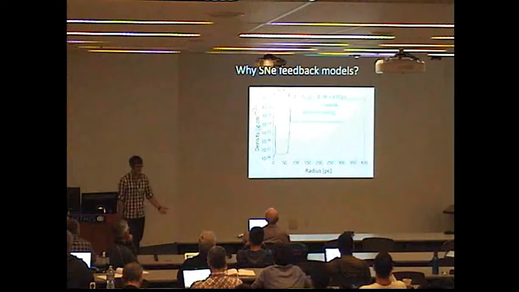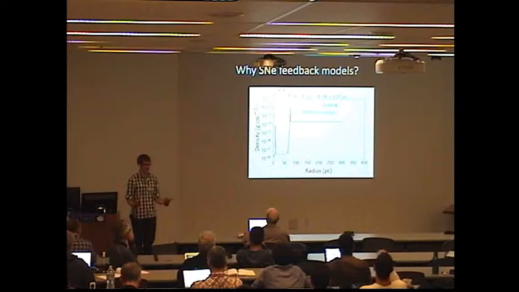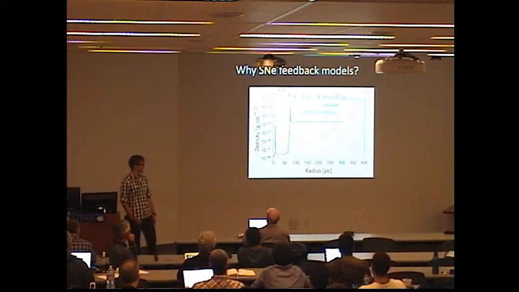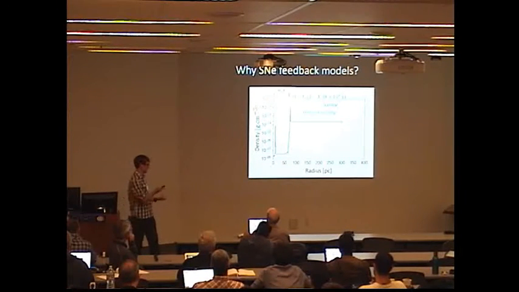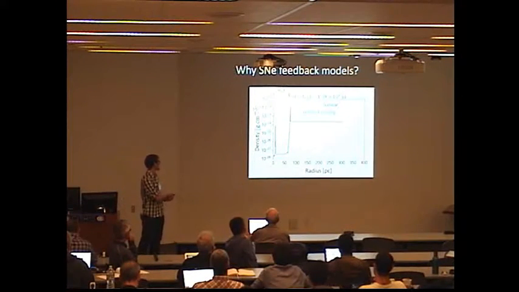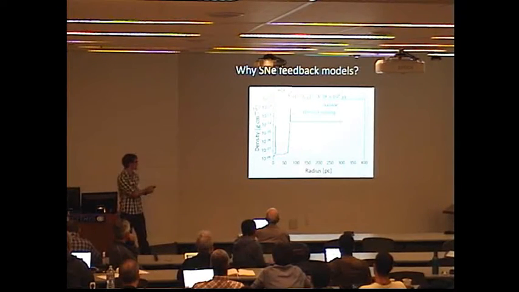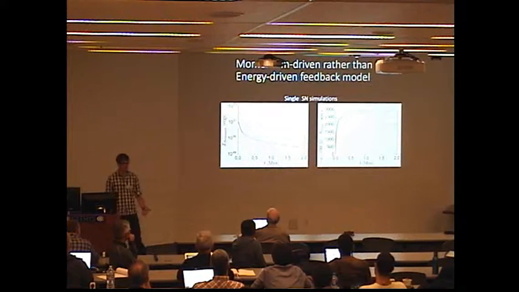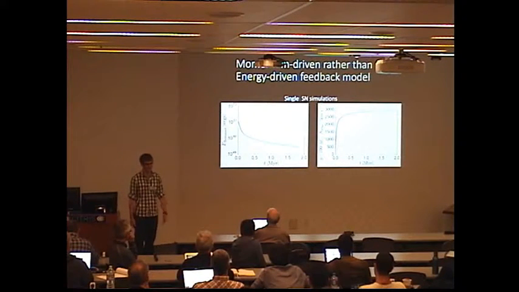So we need supernova feedback models. We can't just inject 10 to the 51 ergs into every simulation, because there's a thermal energy in a supernova remnant. It's going to be in a hot bubble, which is going to be separated from where all of the mass that does the cooling is. So if you have low resolution, your thermal energy gets mixed with the mass, and you cool everything too fast. So it's usually better to talk about momentum-driven models for low-resolution simulations.